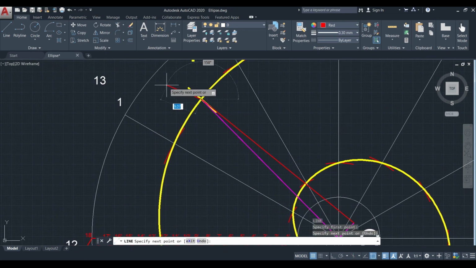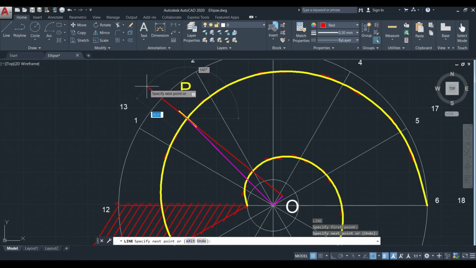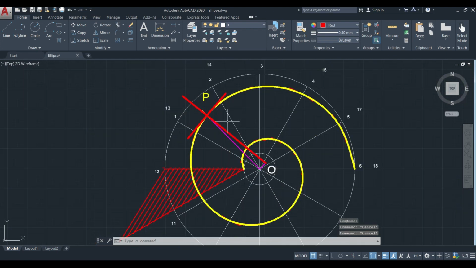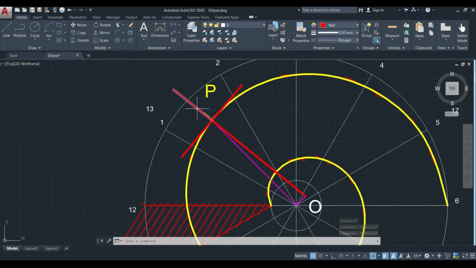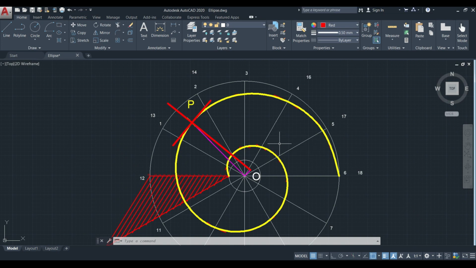Next step is to connect this particular point with the point P. This line is the required normal, and if we draw a line perpendicular to the normal through the point P, we will get the required tangent. So this is how we can draw the required tangent and normal for 1.5 convolutions.